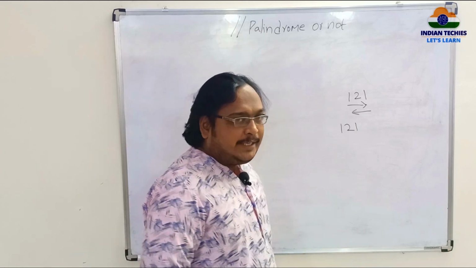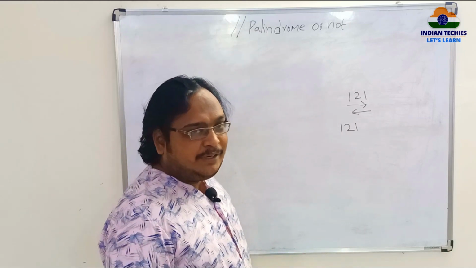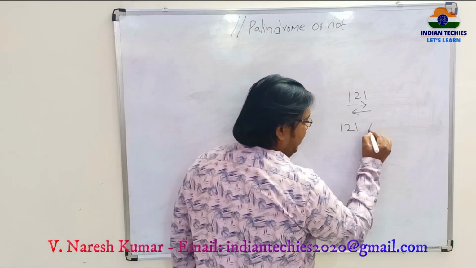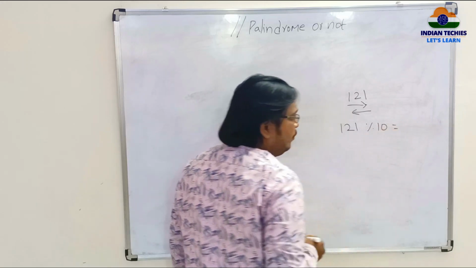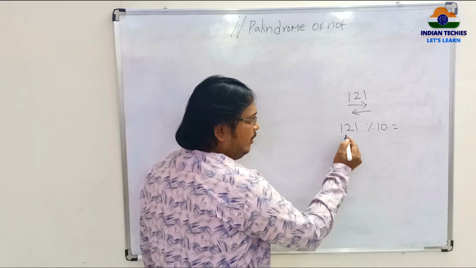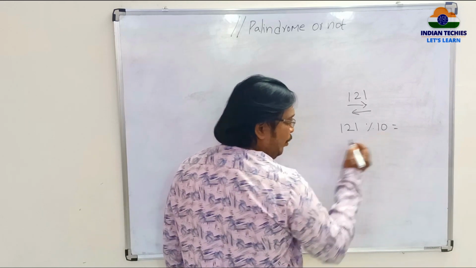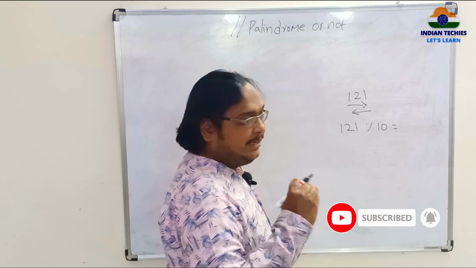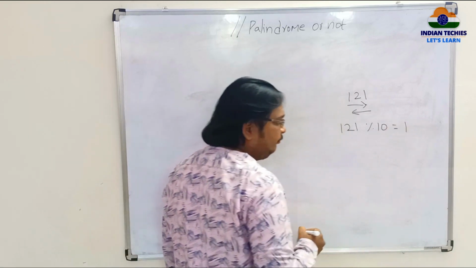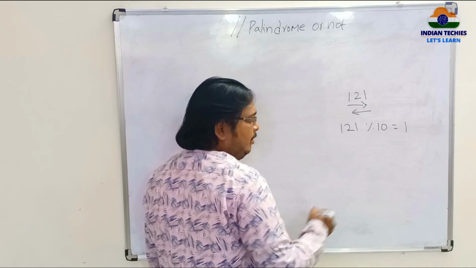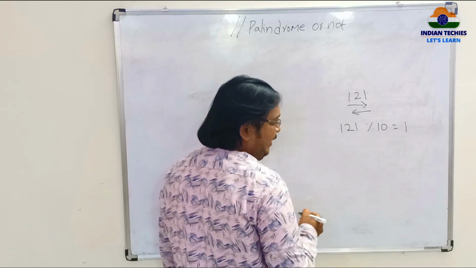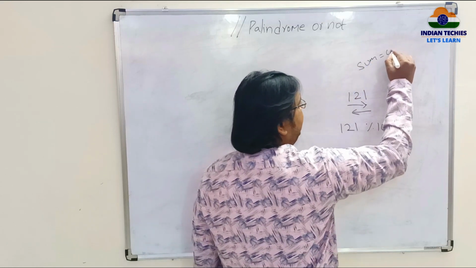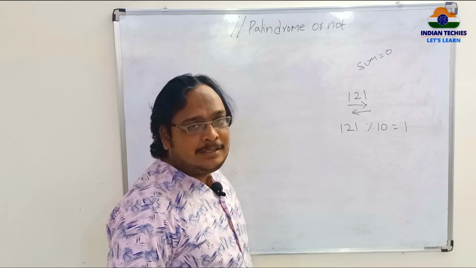Same like the sum of individual digits, you have to extract the last digit, that is, from 121, take mod 10. What will you get when 121 is divided with 10? This is the modulo symbol, which means to get the remainder, that is 1. Now, this 1 you will take, and initially we will maintain another variable called sum. Initially its value is 0.